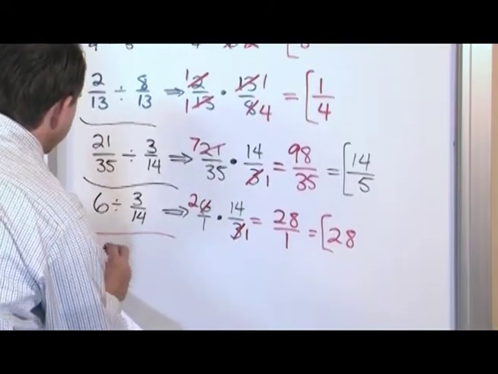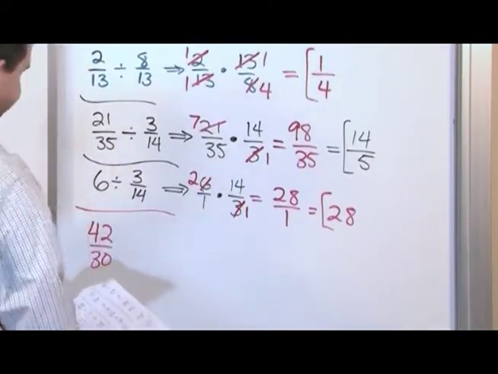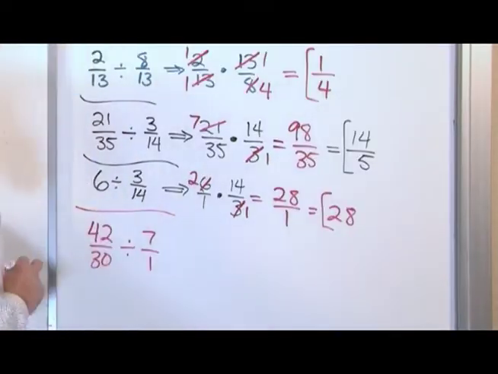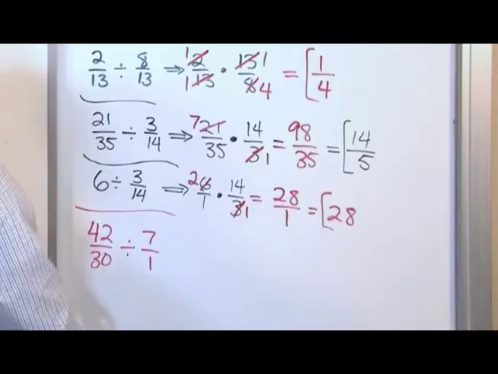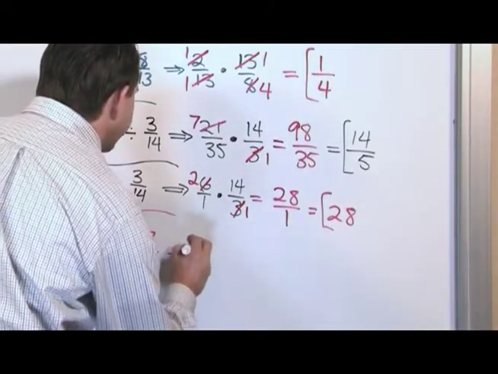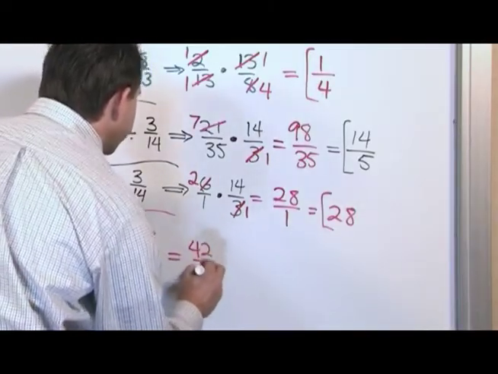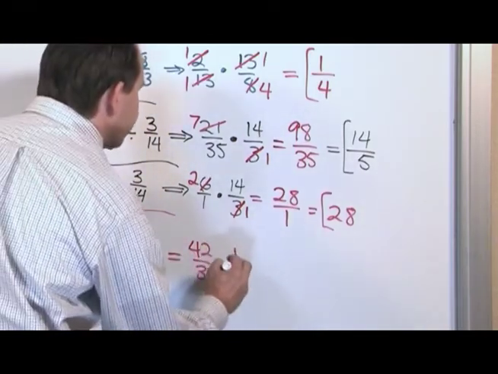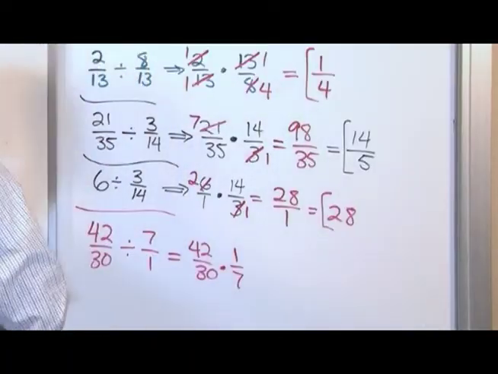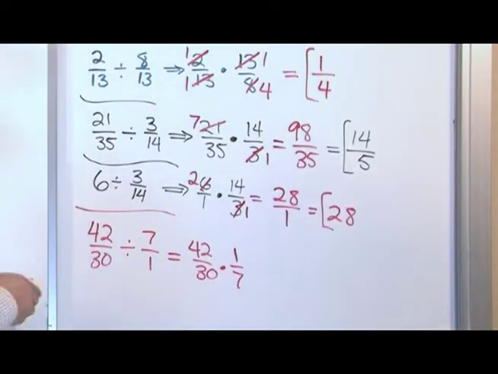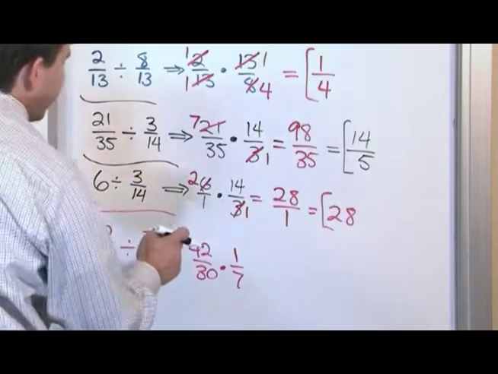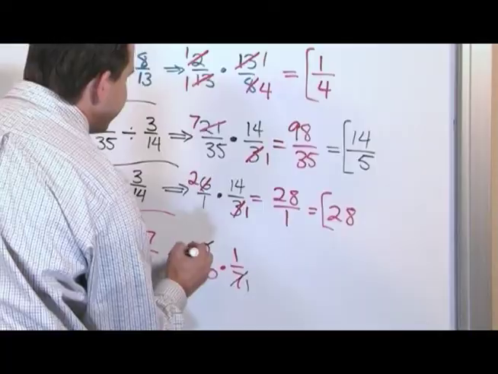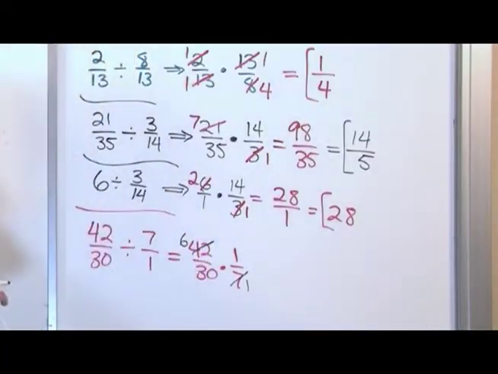Let's do 42/30 divided by 7 over 1, which is just divided by 7, by the way. So we'll just do 42/30 right here, change this into multiplication, and then flip this over to 1/7. Okay? Now let's see, can we do any simplification? Before, we can work with 42 and 7. 7 divided by 7 is 1. 42 divided by 7 is 6. So we're done with that.